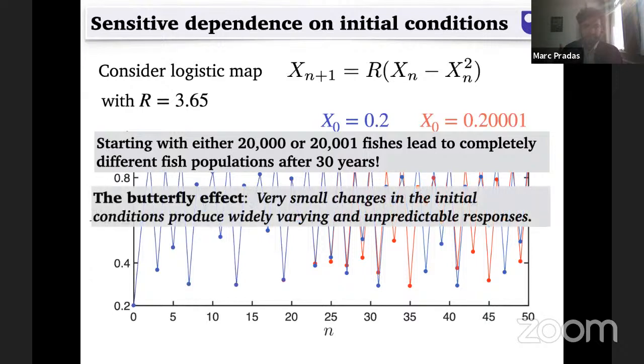So this is what is known as the butterfly effect, which is the idea that very small changes in the initial conditions produce widely varying and unpredictable responses. And why is it called the butterfly effect? This is something that Alex will discuss a little bit, the origins of this concept.